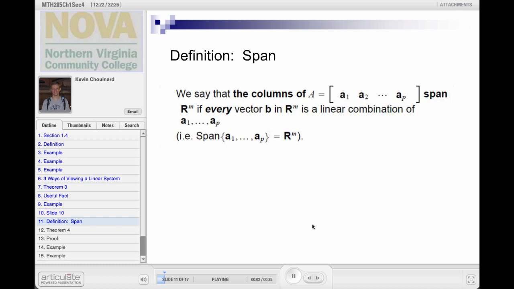Here's our definition of span. We say that the columns A sub 1, A sub 2, all the way through A sub p, we say they span m-dimensional space if every vector b is a linear combination of the A's. And our notation is that when we have these columns spanning, we say that the span of A sub 1 all the way through A sub p equals the space of vectors with m components.